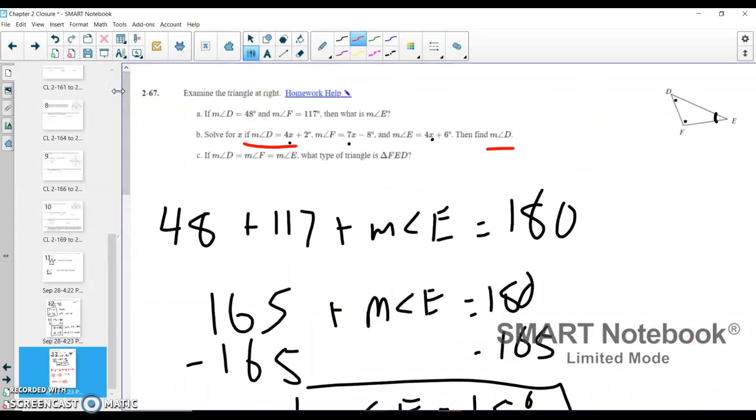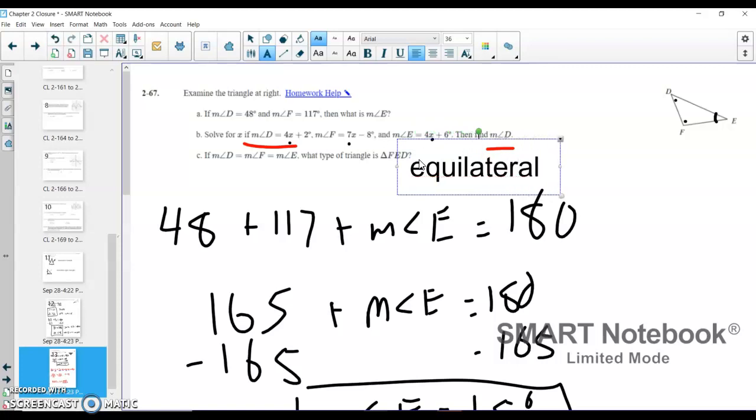Last one, and this is a quick one, nice. If the measure of angle D is the same as the measure of angle F is the same as the measure of angle E, what kind of triangle is that? Well, only one triangle has all equal angles, and that is an equilateral. So the last one is equilateral triangle.